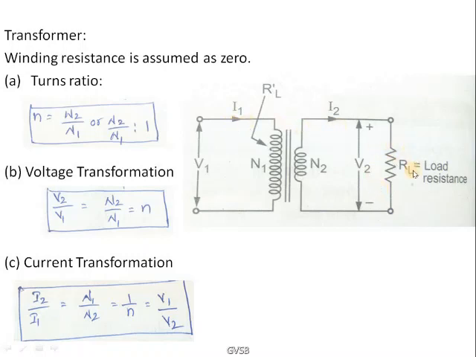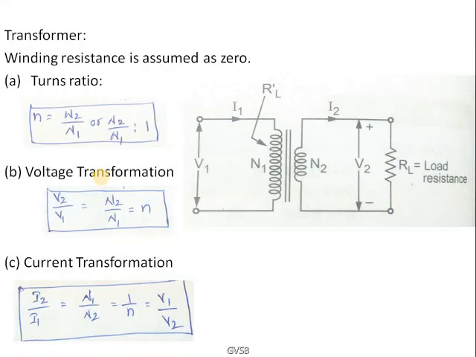Here RL is the load resistance and RL dash is the effective load resistance due to RL in the secondary. So the basic concepts we should know about the transformer are: first one, transformer turns ratio. It is the ratio of number of turns in the secondary to the number of turns in the primary. So N is the notation for the transformer turns ratio, that is equal to N2 by N1, where N2 is the number of turns in the secondary and N1 is the number of turns in the primary.